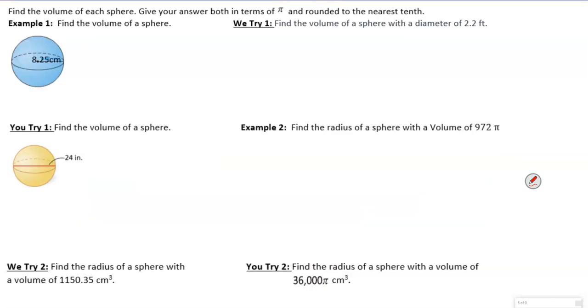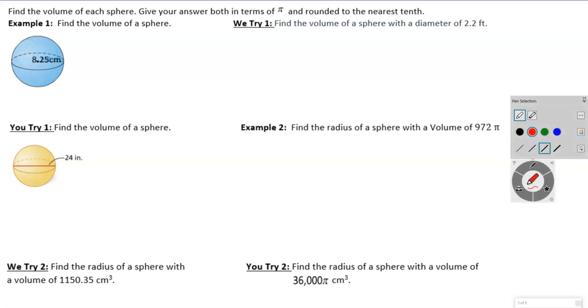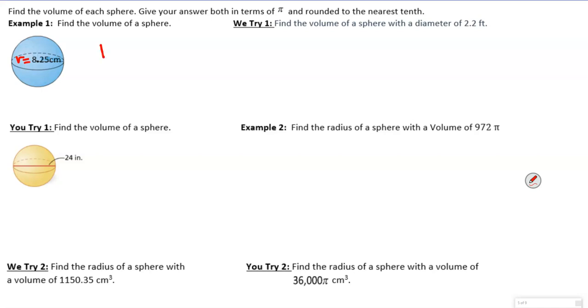So our first problem right here, we're going to take our radius. It says find the volume of each sphere, give your answer in terms of pi, and round it to the nearest tenth. So this is our radius right here. So we're going to do 4 times our radius, 8.25, cubed, and divide that by 3. So do the top, 4 times 8.25 cubed, and then divide that by 3. And what you should have gotten here was 748.7 pi.